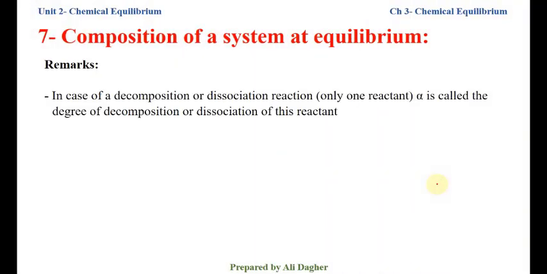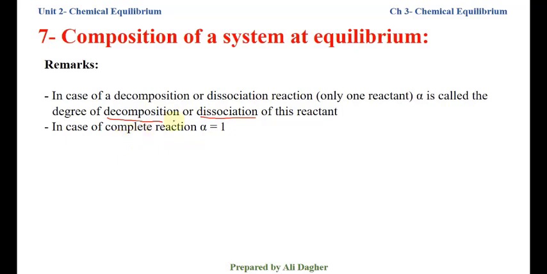Application. First, remarks: in case of a decomposition or dissociation reaction, there is only one reactant. A reaction with only one reactant is called a decomposition or dissociation reaction. In this case, alpha is called the degree of decomposition or degree of dissociation of this reactant. While in a reaction formed of 2 or more reactants, alpha is called the degree of conversion. In case of one reactant, alpha is called the degree of decomposition or of dissociation.